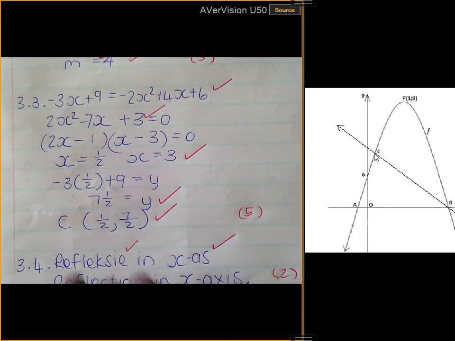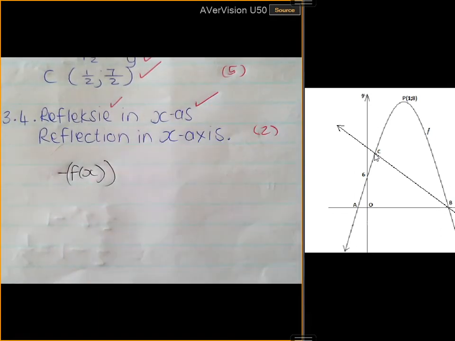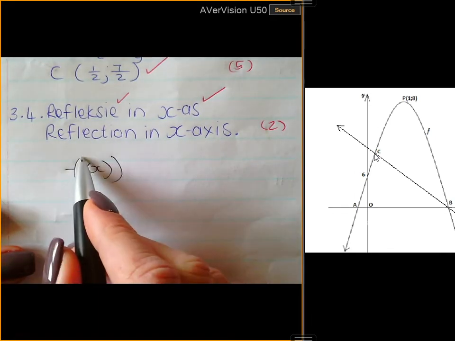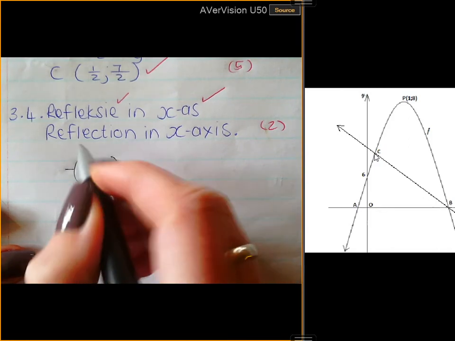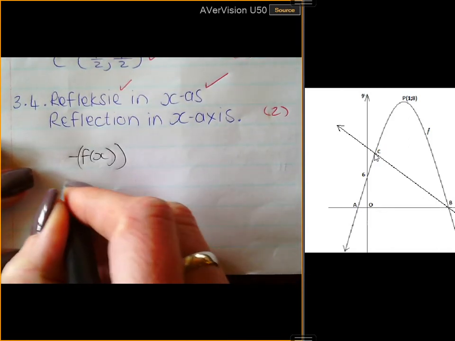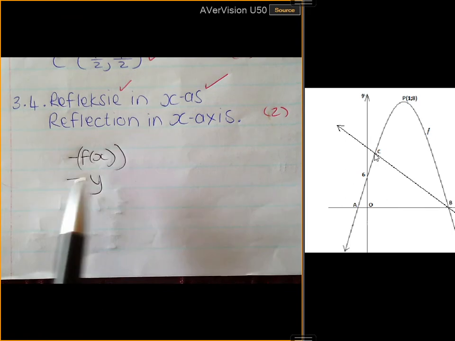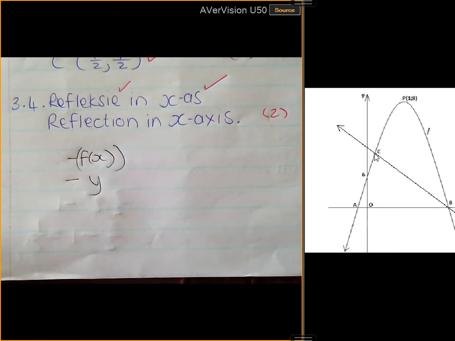And then the last question, I asked you to explain what transformation happened when it's negative f of x. Now you remember that I said f of x is y. So it's literally that I put a negative in front of the y. So when we spoke about reflections, we said that when it's a reflection in the x-axis, you put a negative in front of the y. When it's a reflection in the y-axis, you put a negative in front of the x.